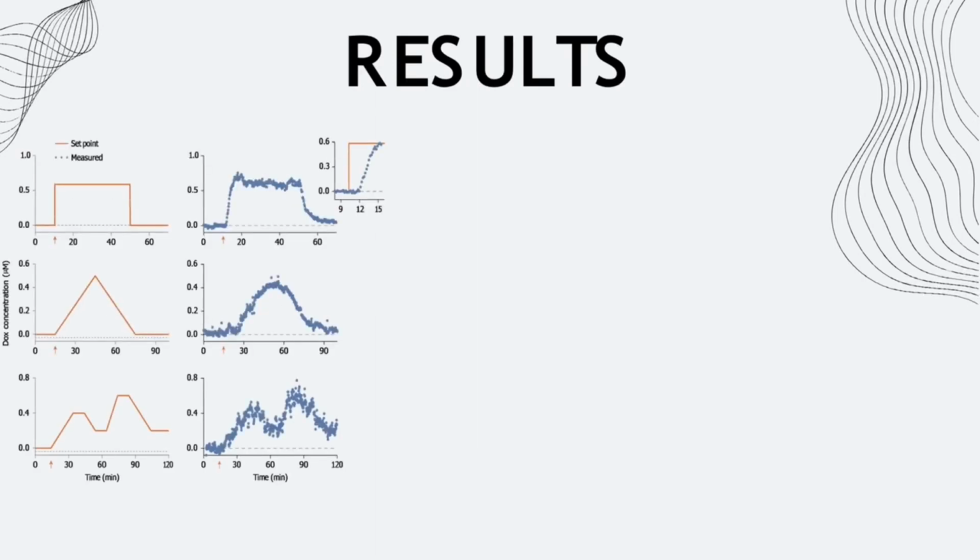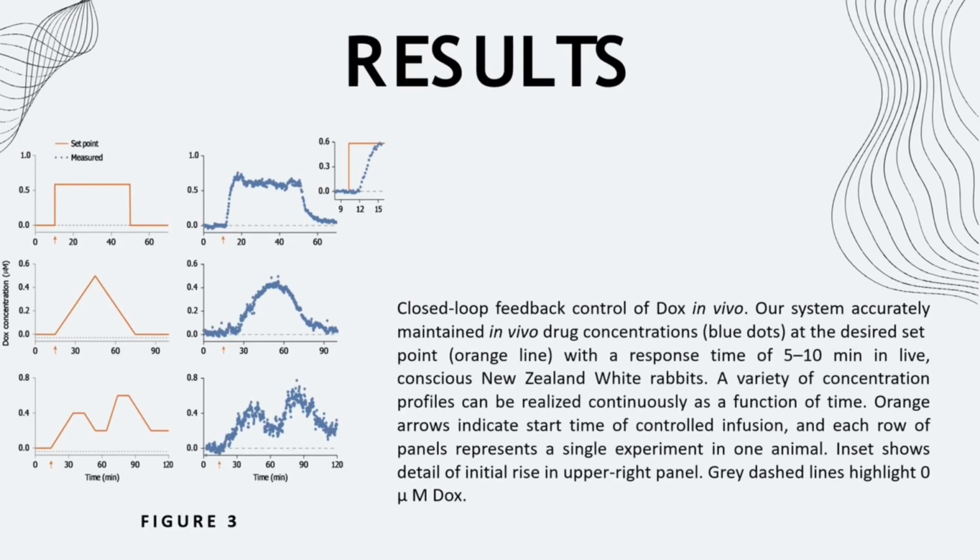Next, for the results, you can see in figure 3, which is closed-loop feedback control of dogs in vivo. Our system accurately maintained in vivo drug concentration, which is the blue dots, at the desired set point, which is the orange line, with a response time of 5 to 10 minutes in live conscious New Zealand white rabbits. A variety of concentration profiles can be realized continuously as a function of time.